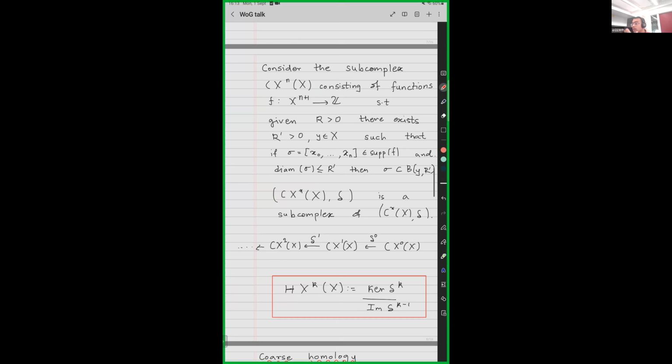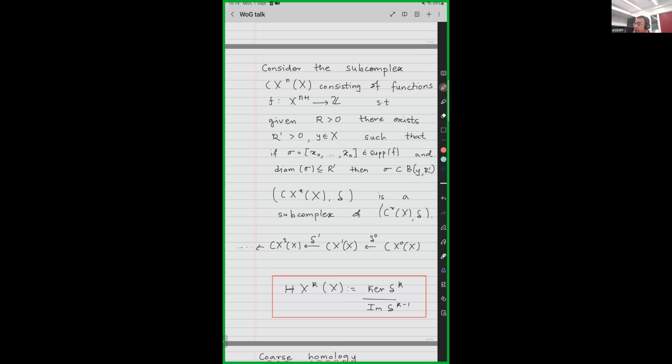So now we consider a subcomplex of this. We only consider the functions from X^(n+1) to Z, such that for all r greater than 0, there exists a constant r prime greater than 0 and a point y, such that if there is some simplex sigma in the support of f, by which I mean f of sigma is not equal to 0, then these points x0, x1 up to xn all lie in a ball of radius r prime.